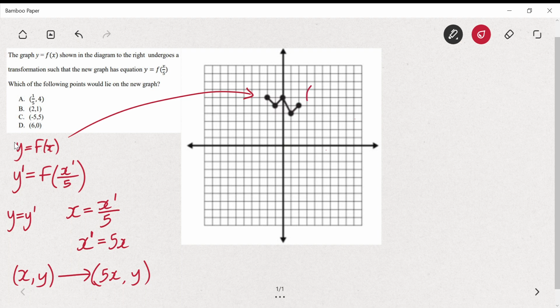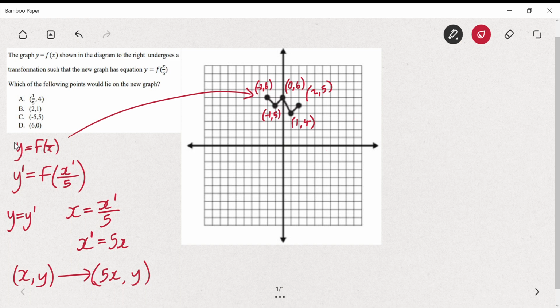This one here is the point 1, 2, 3, 4, 5. So this is the point 2, 5. And this point here is the point 1, 4. And this point here is the point 0, 6. And this point here is the point -2, 6. And this point here is the point -1, 5. So you could easily work out what their image points are by 5 times x, but keep the same y coordinate.